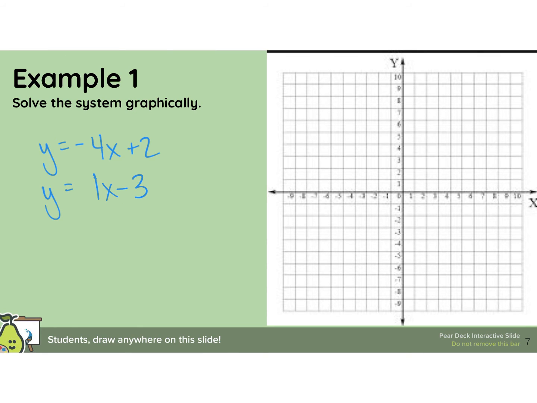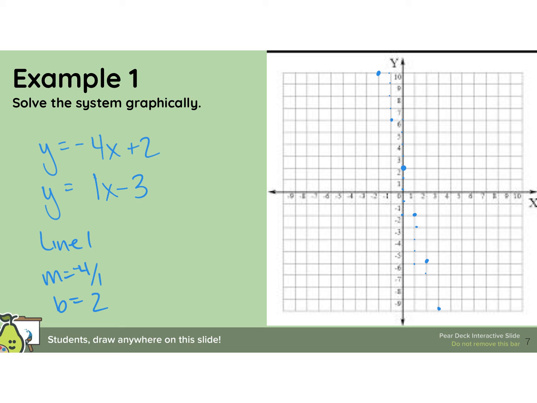Okay, so let's graph it. Line 1, my slope is negative 4 over 1, and my y-intercept is 2. So let's put the y-intercept on the graph, and then down 4, and right 1. 1, 2, 3, 4, right 1. I'm also going to go up and to the left. 1, 2, 3, 4, 1.